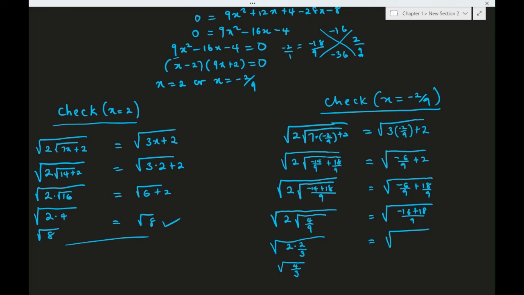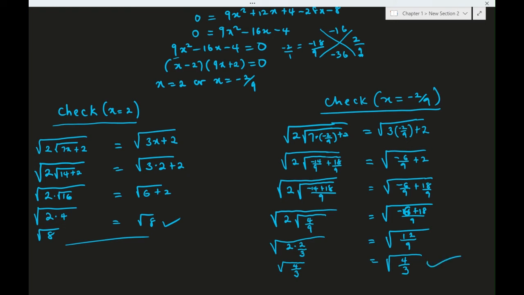And this is minus 6, sorry, minus 6, not 16 here. So you have minus 6 plus 18, and this will be 12 over 9. Remember, you can reduce this by dividing both sides by 3. This will be 4 over 3.